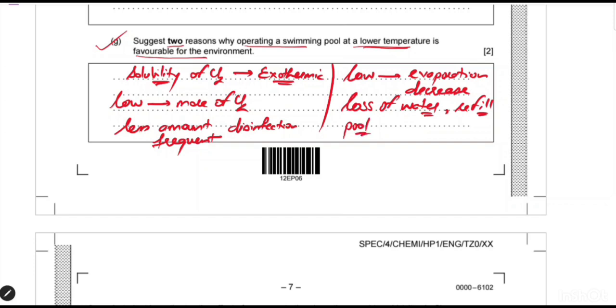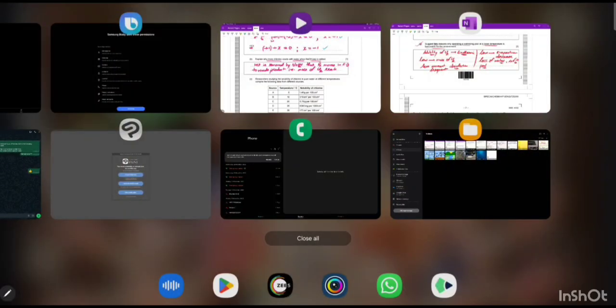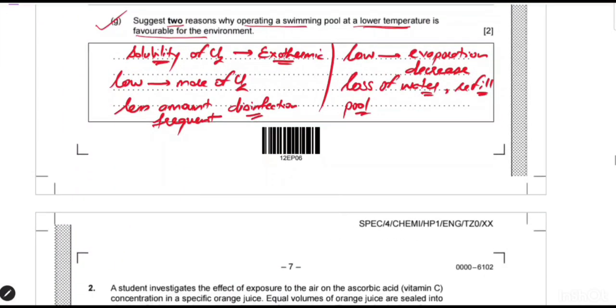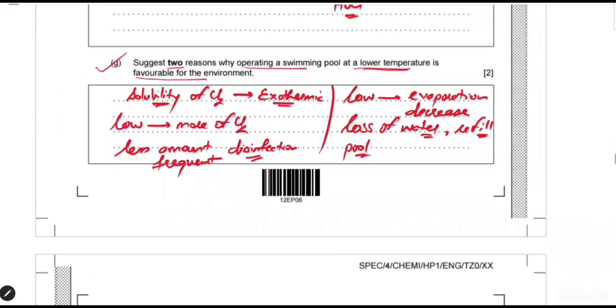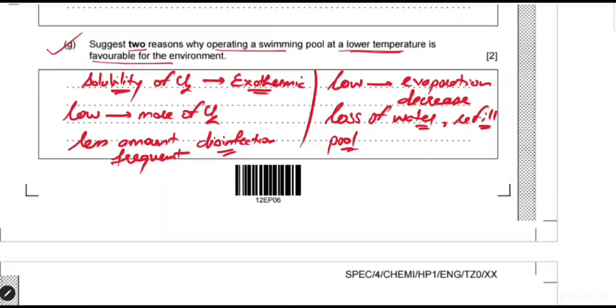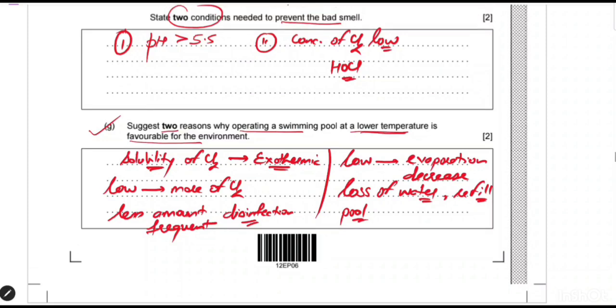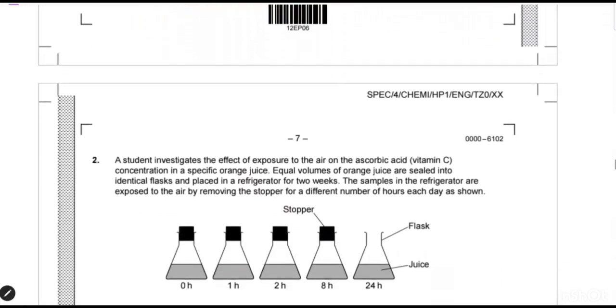Okay, so these are the two answers which can be favorable to the environment, because if you use less amount of chlorine, then less will be added to the environment. And number 2, if I am using low temperature, then water loss through evaporation will be less, hence less water is required to refill again and again. Okay, these are the answers for question number 1.